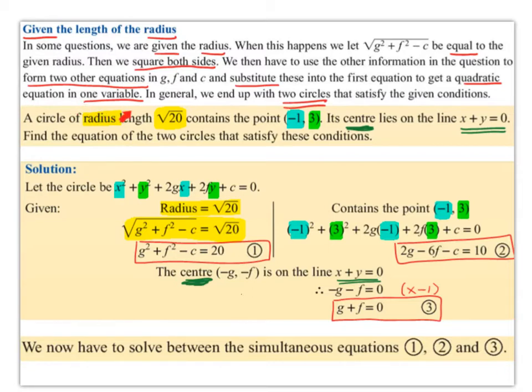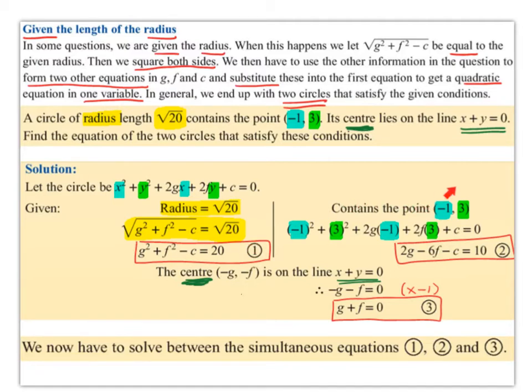A circle of radius length root 20 contains a point (-1, 3). Its centre lies on the line x + y = 0. Find the equation of the two circles that satisfy these conditions. So let the circle be x² + y² + 2gx + 2fy + c = 0. What's given to us is that the radius is equal to root 20. So we take our radius formula, the square root of g² + f² - c, and we let it equal root 20. We square both sides, getting rid of the roots, so we get g² + f² - c = 20, and this is equation 1.